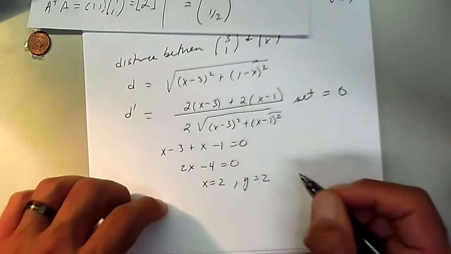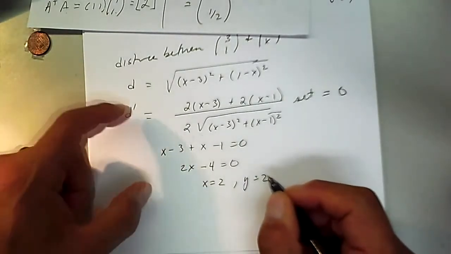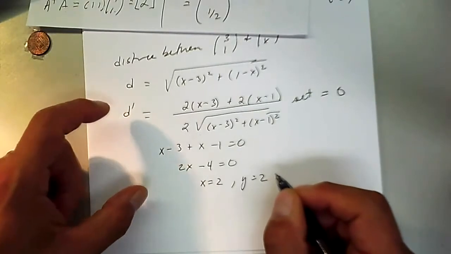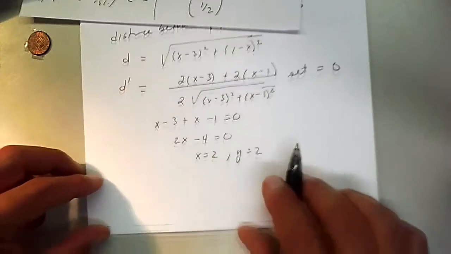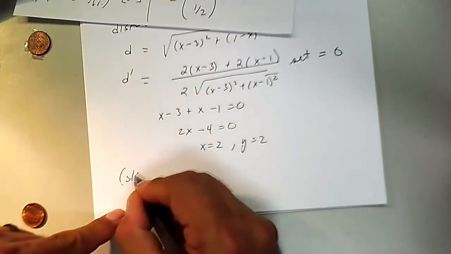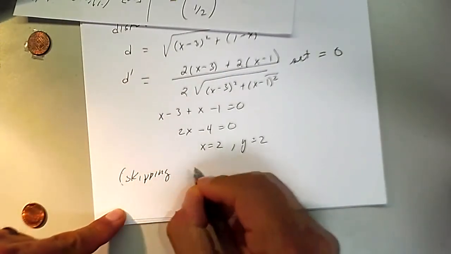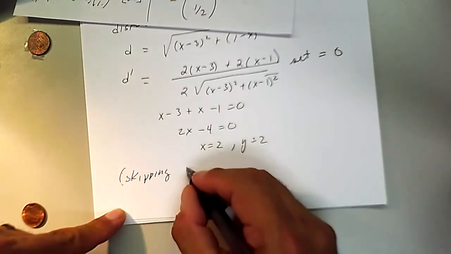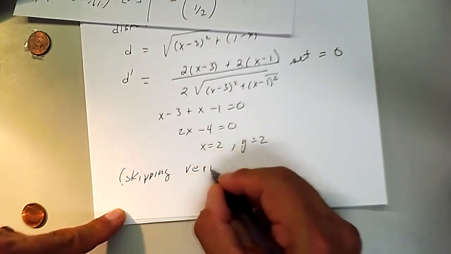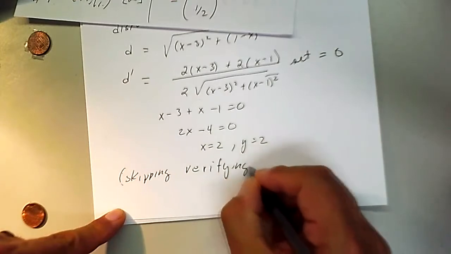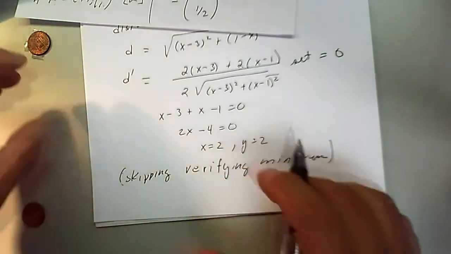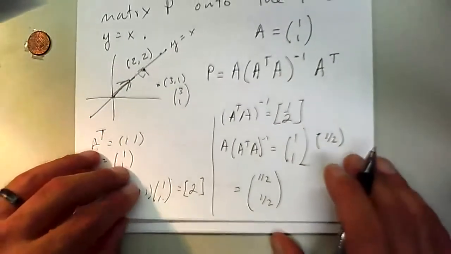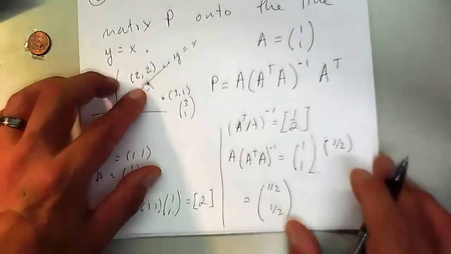And technically speaking, we should do some kind of a test to verify that we are getting the minimum. So let me skip the test of minimum. I'm going to write that down, though. Skipping verifying minimum. Okay, but I just wanted to check, and sure enough, the answer is 2.